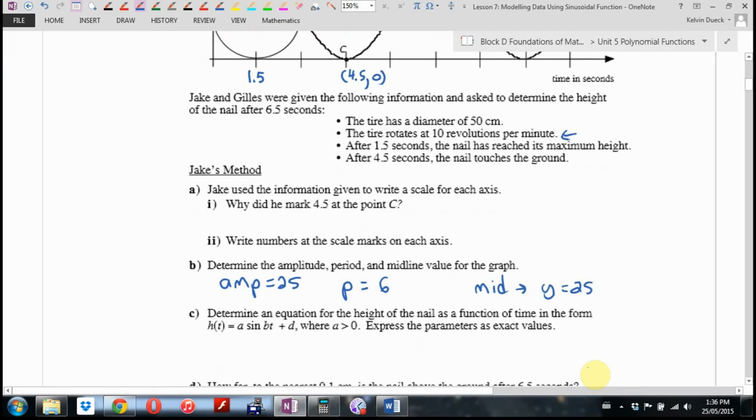We're going to use our software in a second, but I can actually figure out the equation based on what I know. Now, instead of y, what letter do they want me to use? h of t, they're using function h for height. So the height equals what goes where the a is, the amplitude? 25. Sine. What goes where the b is? Not 6. You know what goes there? 2 pi over 6, 2 pi over the period. They don't want me to use an x. What do they want me to use instead?